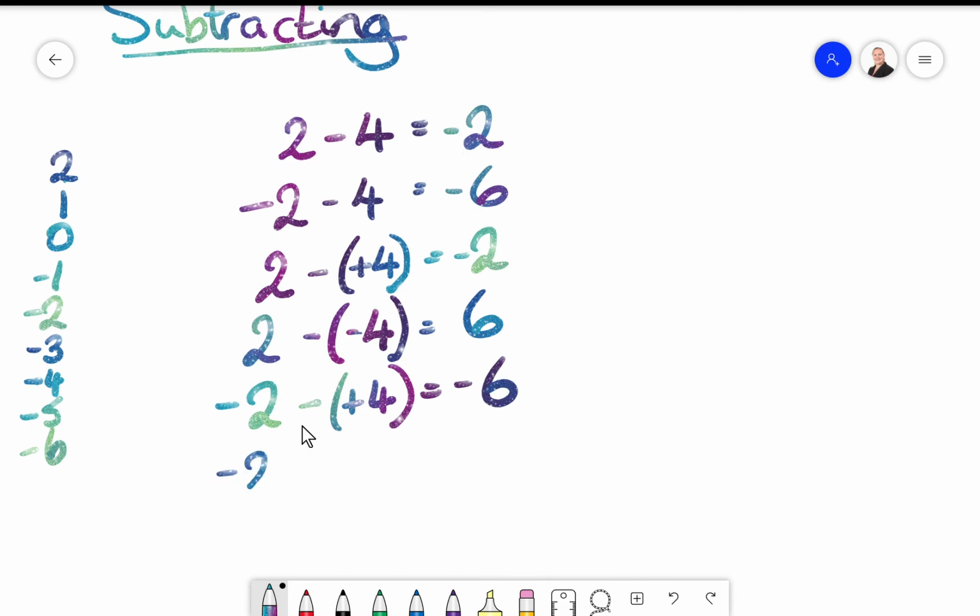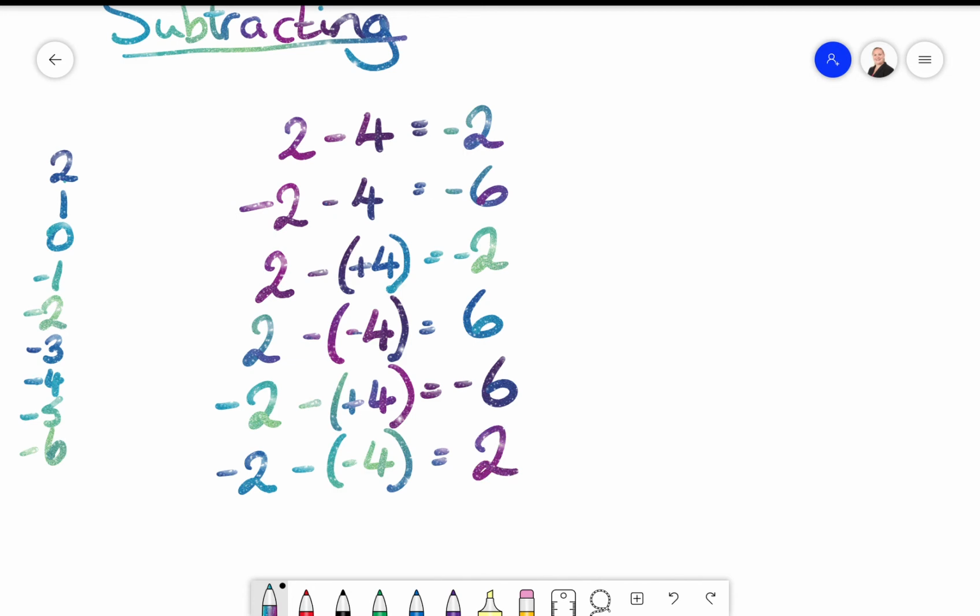Or I could start at minus 2 and I could take away 4 negative things. If I take away negatives, that goes better. So it's going to go up by 4. So it's minus 2, but then up by 4. 1, 2, 3, 4 to 2.